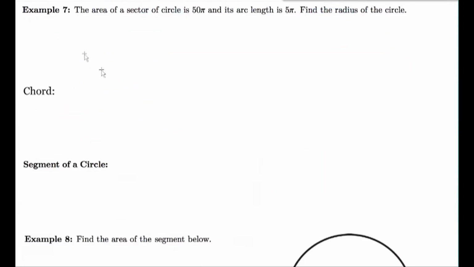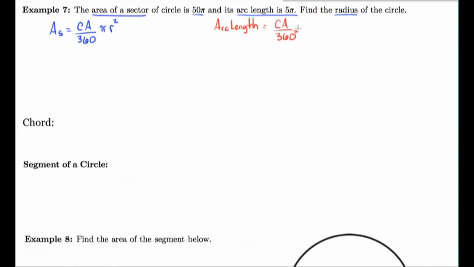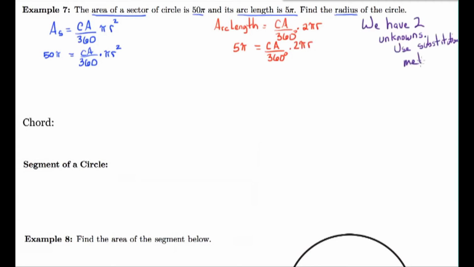Example 7, the area of the sector of a circle is 50 pi and its arc length is 5 pi. Find the radius. Well, we know both of these equations. We know the area of the sector equation and we know the arc length equation from the last section. So if I substitute my knowns, I get two unknowns. One's the central angle and one is the radius.